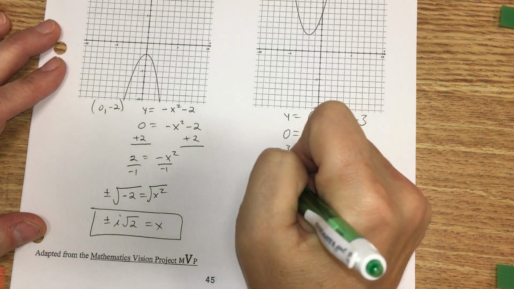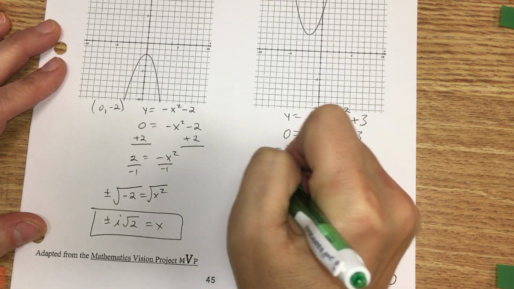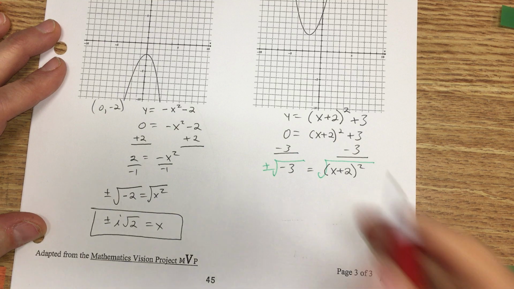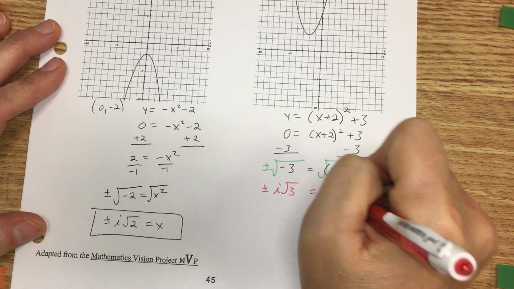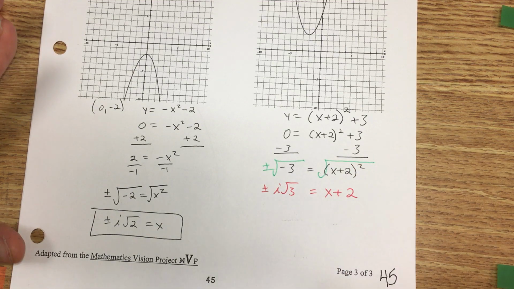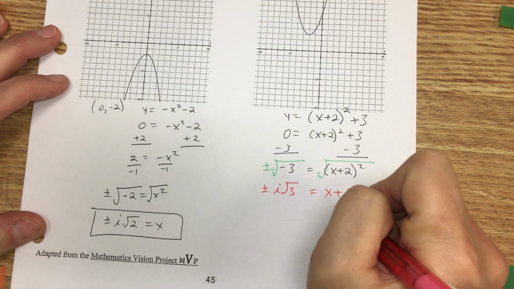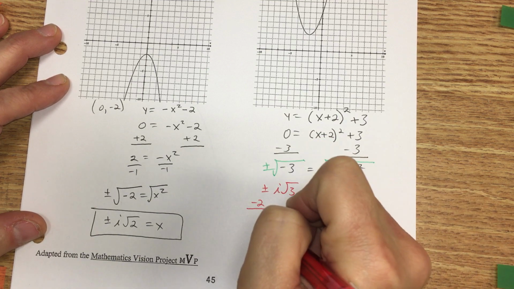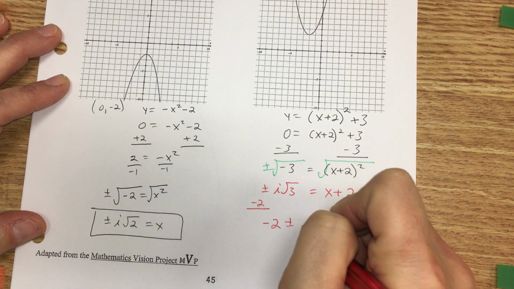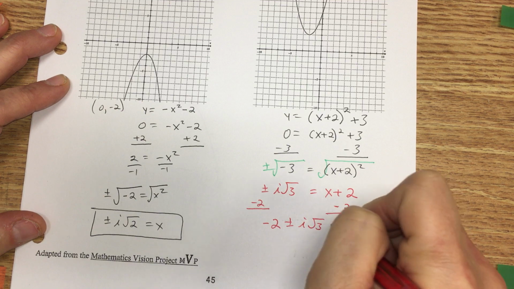Now when I go to take the square root, I'm going to have plus or minus i root 3 equals x plus 2. This is like my favorite kind of answer. I love the way this looks, and I don't know why, but I just think it looks very fancy. And I subtract 2, and I get negative 2 plus or minus i root 3.